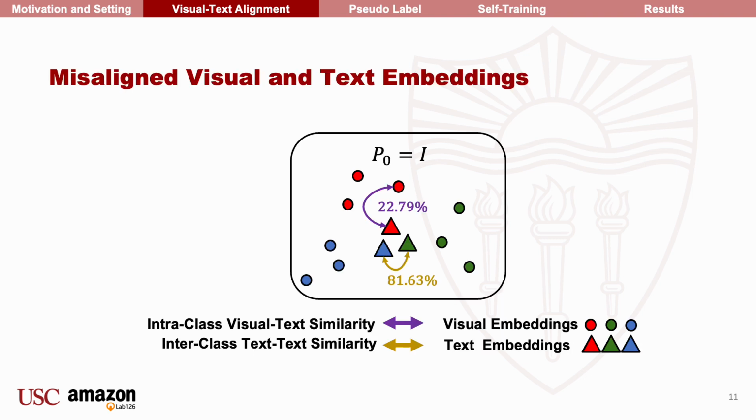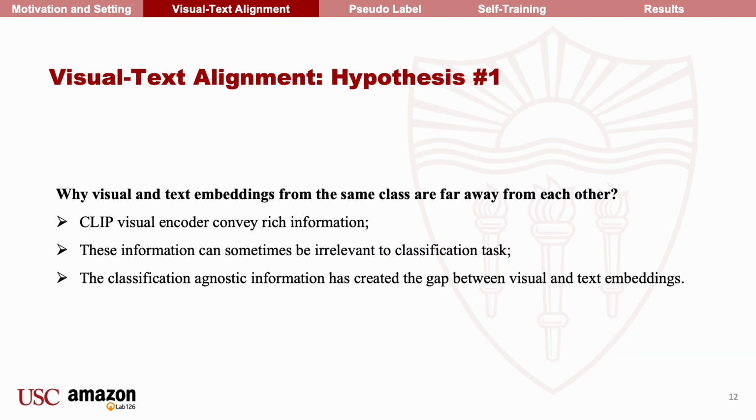As shown by the toy example with statistics from CIFAR10, text embeddings from different classes have an average similarity of 81%, while the visual-text similarity from the same class is only 22%. Our hypothesis of why visual and text embeddings from the same class are far away from each other is that the ReCLIP visual encoder is designed to convey rich information including background and texture. However, this information can sometimes be irrelevant to classification tasks, which creates the gap between visual and text embeddings.